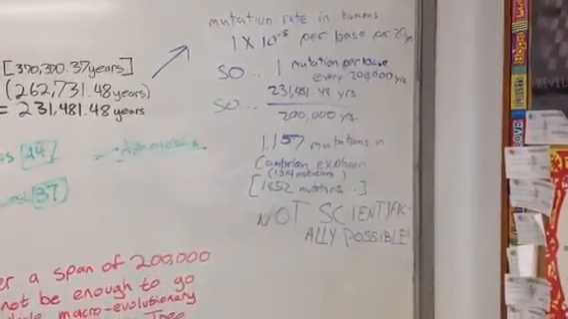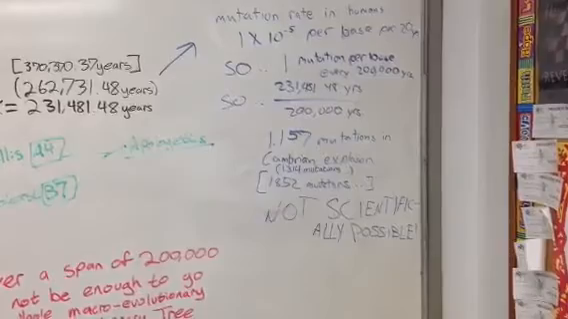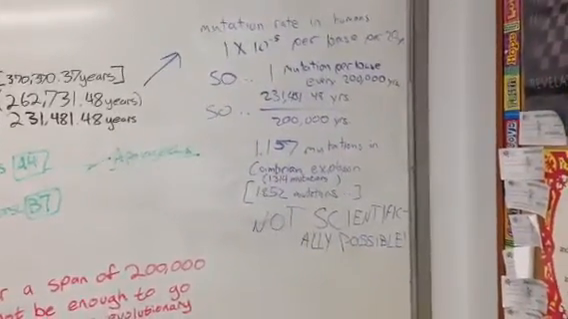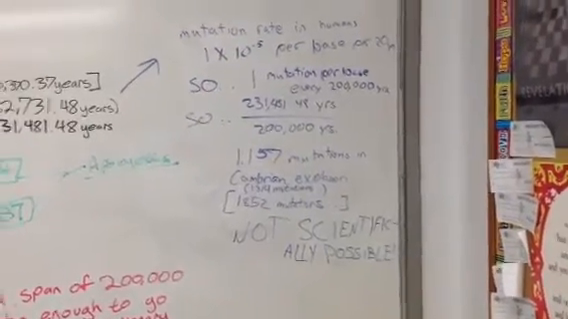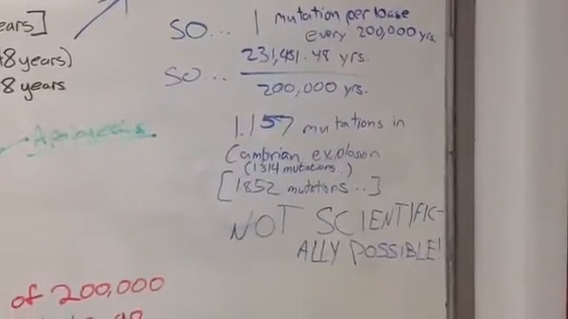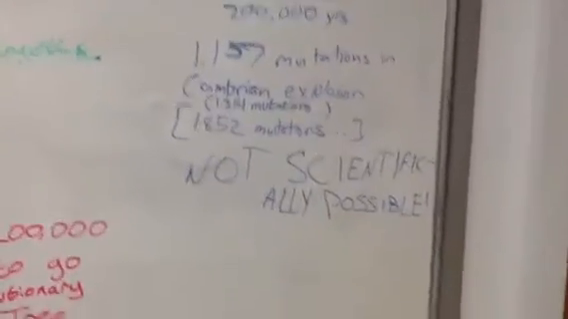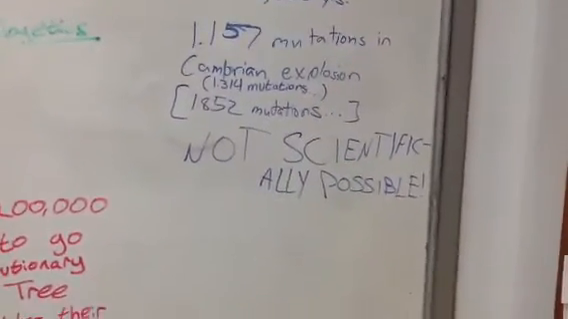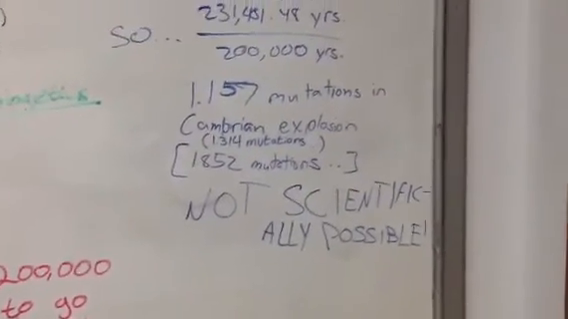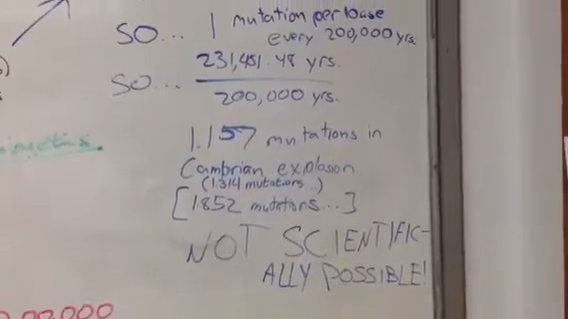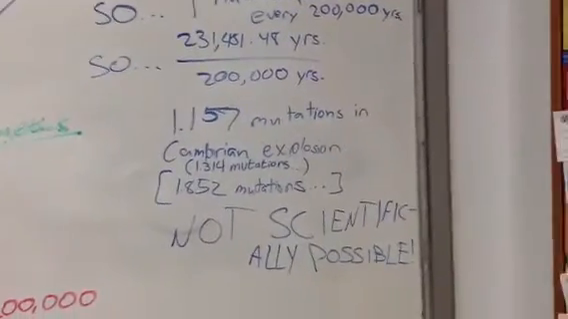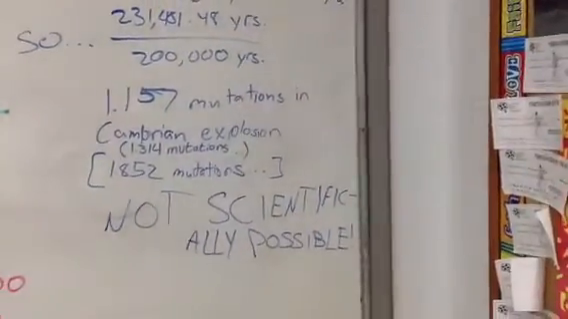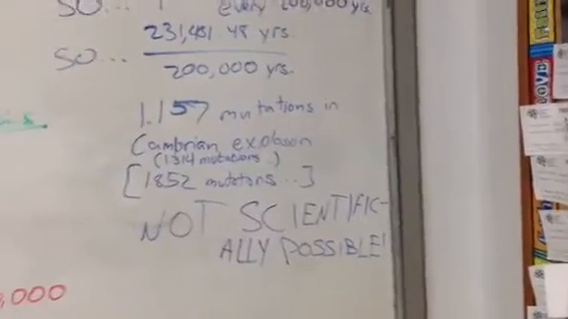So 231,481.48 years over 200,000 years gets you 1.157 mutations in the Cambrian explosion. Or if you want to go with the parentheses numbers, that comes out to 1.314 mutations, or if you go with the bracket numbers, that comes out to 1.852 mutations. And if you think about that logically, over a span of 4 billion years, 4.54 billion years, 6.4 billion years, I'm sorry, I misspoke.